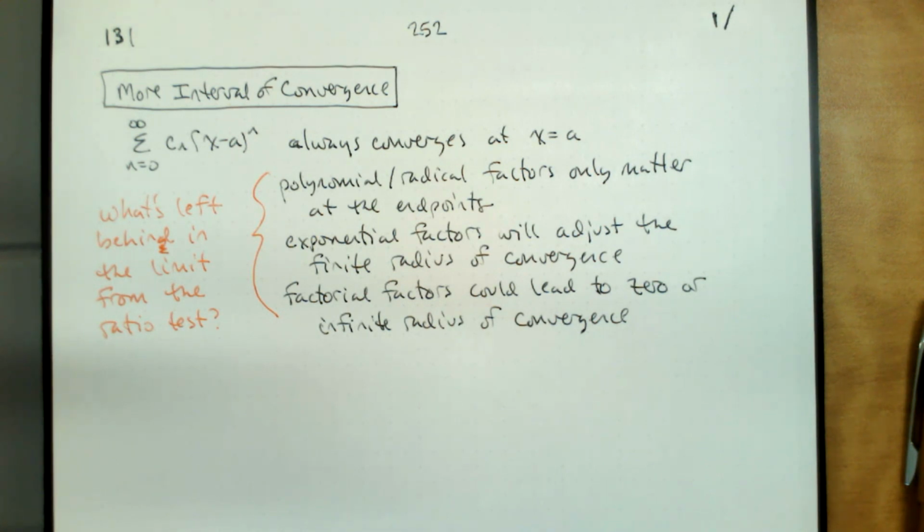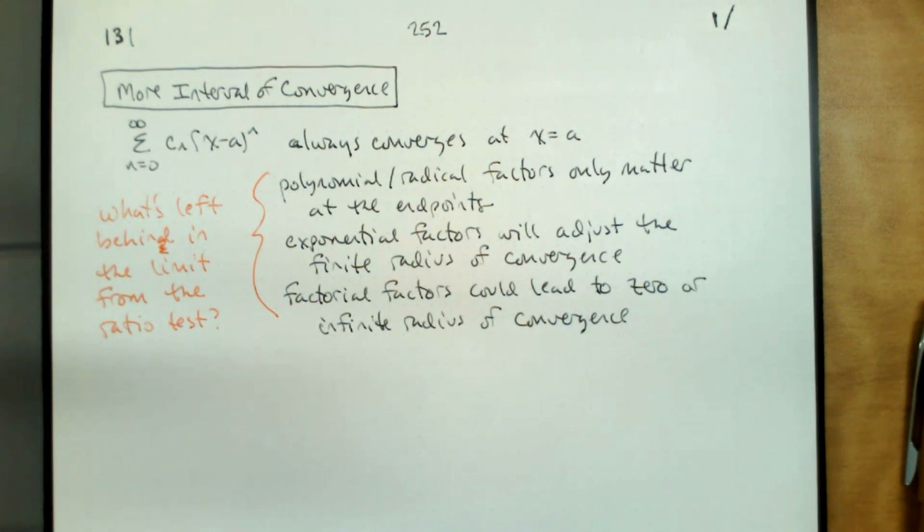The polynomial and radical factors, when we simplify the limit from the ratio test, will always have the same degree on top and bottom. And that's why we get that limit of 1. Because we'll have an n squared over an n plus 1 squared, or square root of n over a square root of n plus 1. And so as n goes to infinity, those are balanced out. And so the limit is going to be 1.